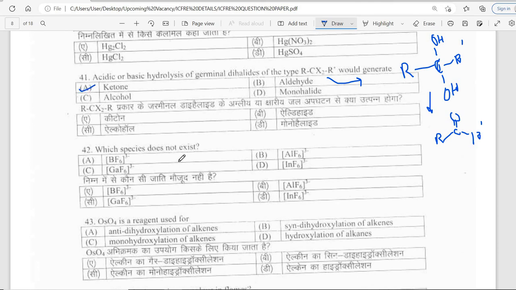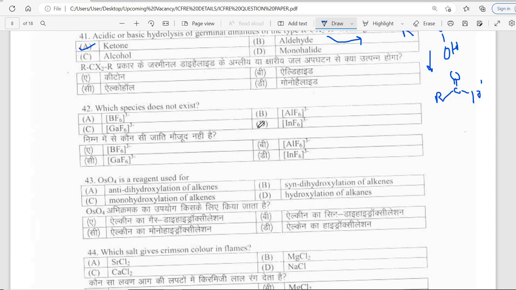Which species does not exist? Among the four options, the ligand is the same, fluoride ion, and we can vary the central metal atom.